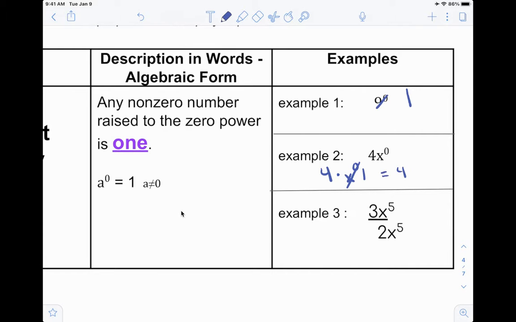We have 3x to the 5th power divided by 2x to the 5th power. So when we're dividing and bases are the same, we subtract the exponents. So now we have 3 times x to the 0 power divided by 2. And x to the 0 power is 1, so our answer is 3/2.